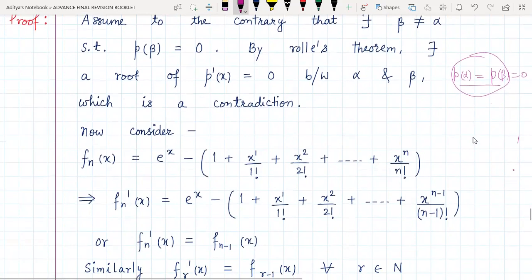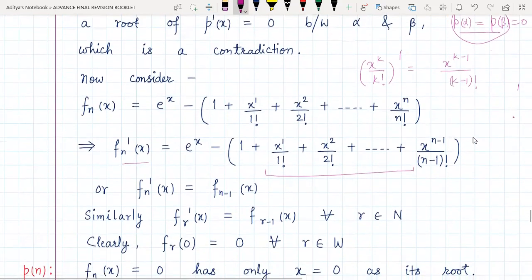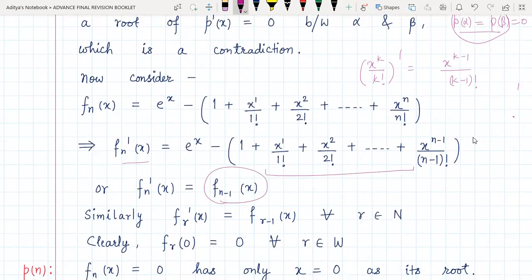Now let us consider the function f n x is equal to e power x minus the expansion all the way up to nth power. Clearly, we can observe that if you differentiate x power k upon k factorial, you will get x power k minus 1 upon k minus 1 factorial. Very easily you can observe. So due to this, f n prime x will come out to be e power x minus expansion all the way up to n minus 1 terms. So this is nothing but f n minus 1 of x. So basically f r prime x equal to f r minus 1 of x for all r belonging to natural numbers.